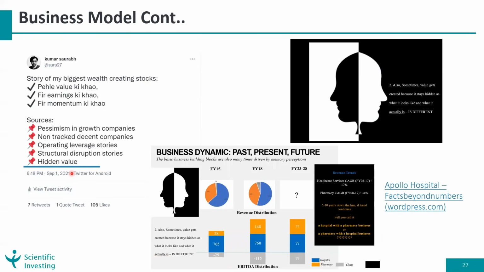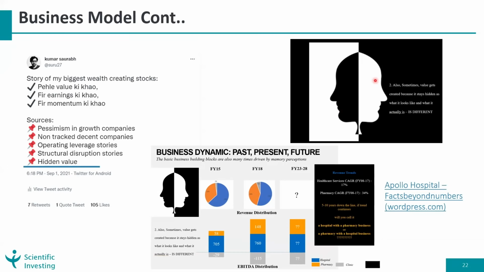To give an example, in 2018, I made a presentation on one of the hospital companies called Apollo Hospital. And that was the time when everybody was so averse to hospitals, because the government was coming down heavy on hospitals to decrease the margin, and people were saying it's a socialist sector, let's not get into it, it's a capex heavy sector and whatnot. But the thing is, many times what you see is not what is there, or what you see might be there for that point of time. But the same thing, if you see 5 years, 10 years down the line, it might be totally different.